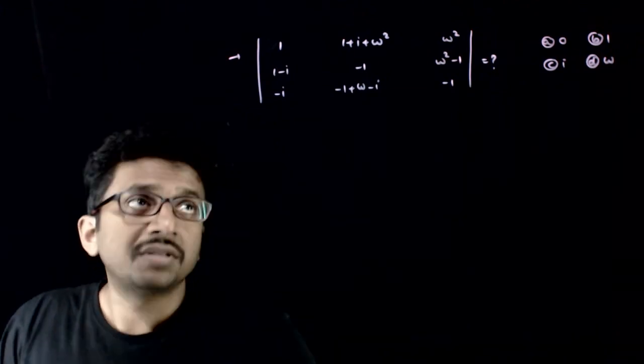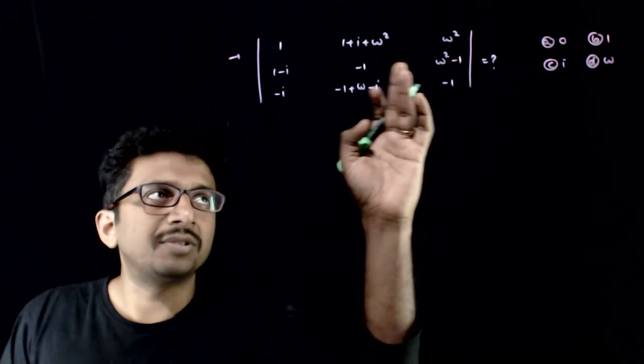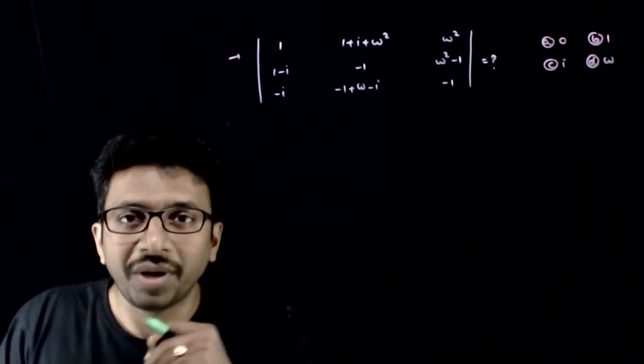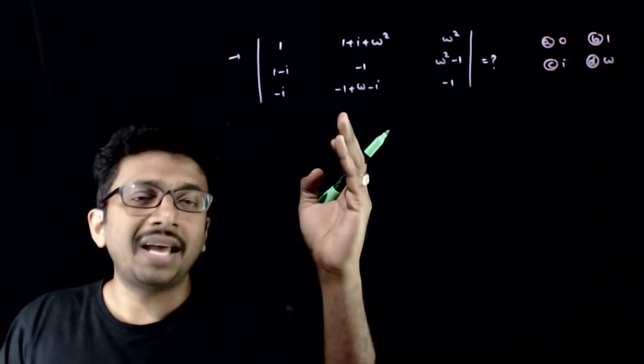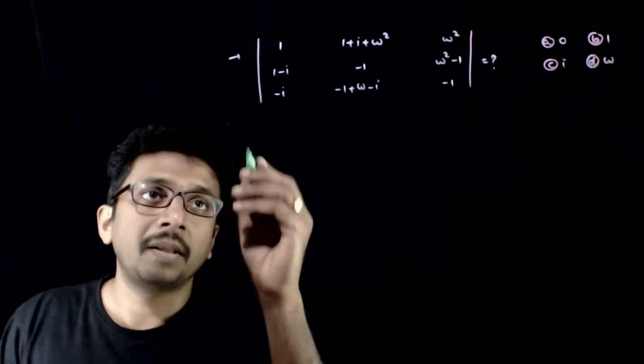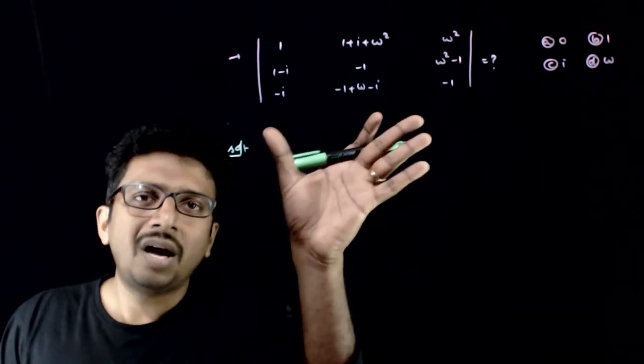So welcome students. In this question you are asked to find this determinant: 1 plus i plus omega square, 1; minus i, minus 1, omega square; minus 1, minus i, minus 1 plus omega, minus i and minus 1. So how do I find this determinant?